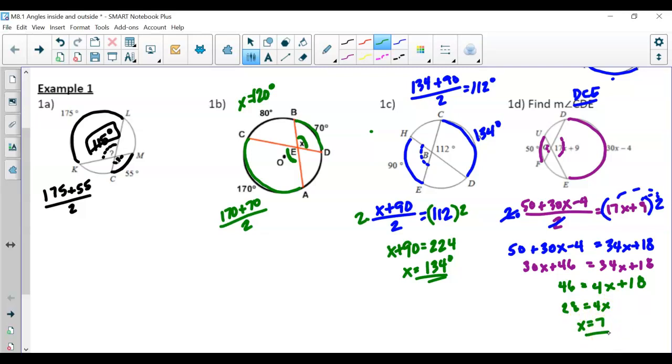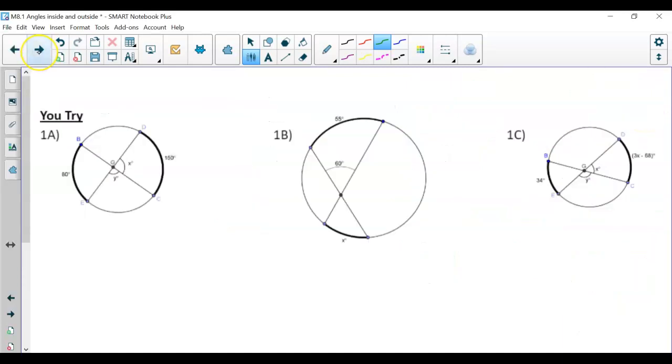Now remember, we're solving for the measure of angle DCE, so the 17x plus 9. So now make sure you plug 7 back in. And here you get the angle measure of 128 degrees. So go ahead and pause the video and try the 3 U tries here on your own.